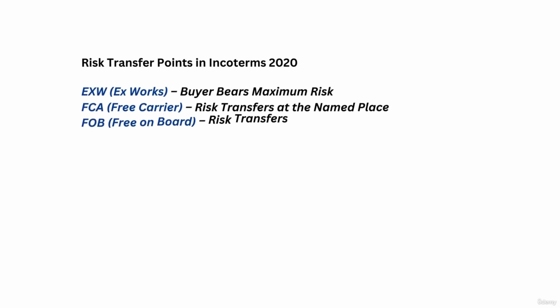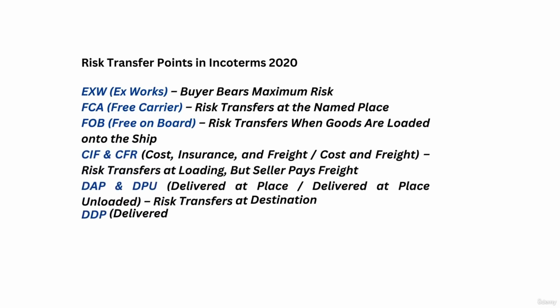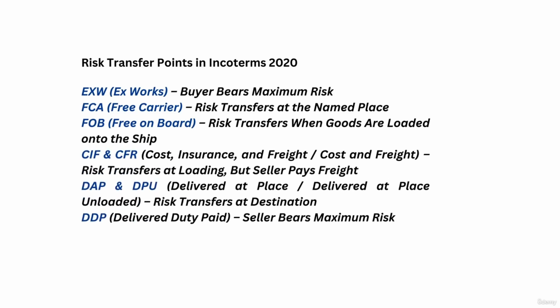In international trade, the transfer of risk from seller to buyer depends on the chosen Incoterm. Under EXW, Ex-Works, the buyer bears the maximum risk as responsibility shifts once the goods are made available at the seller's premises. With FCA, Free Carrier, risk transfers when the seller delivers the goods to the designated location, such as a transport hub. For FOB, Free on Board, the risk shifts once the goods are safely loaded onto the vessel at the port of shipment.